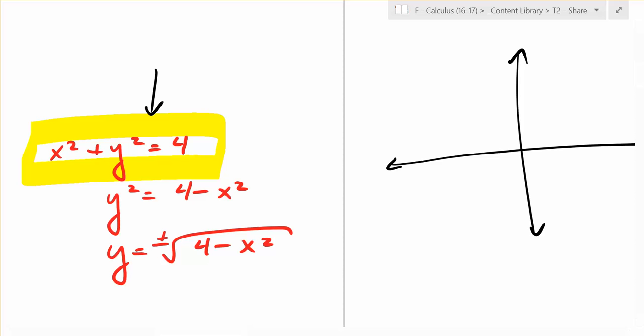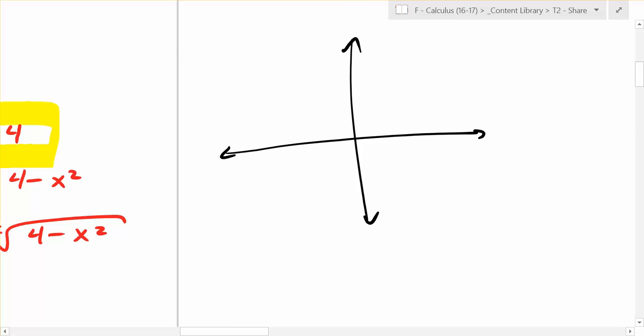2 or negative 2. Yeah, so y is 2 or negative 2, and then if y is 0, what's x? 2 or negative 2. Exactly. So what does this look like? It's a circle of radius 2, around the origin, with a center at (0, 0).